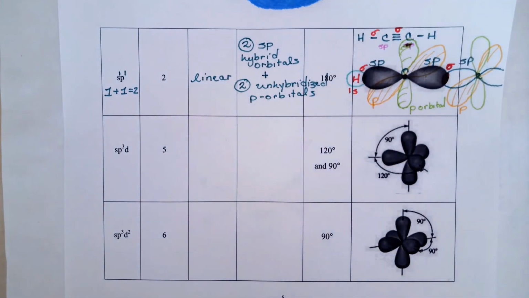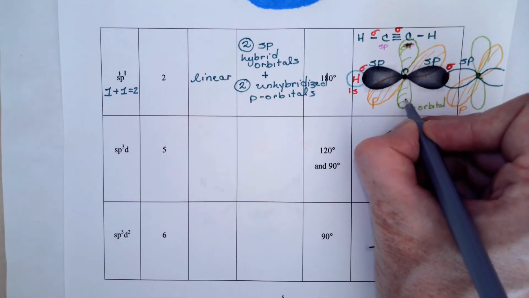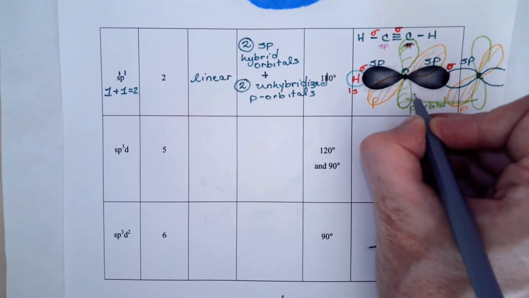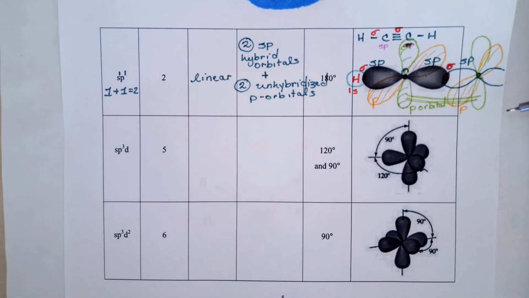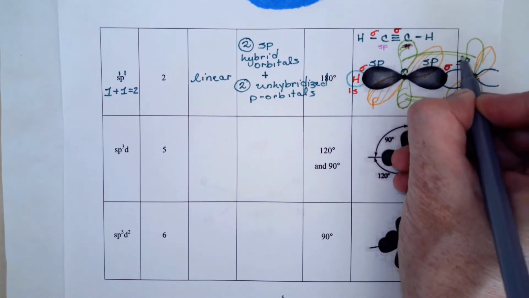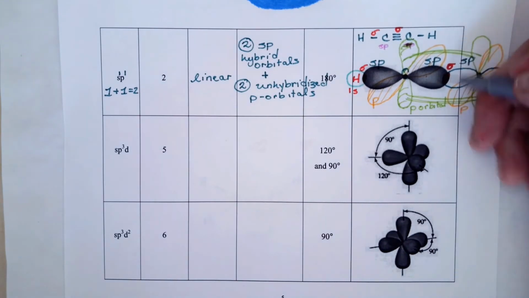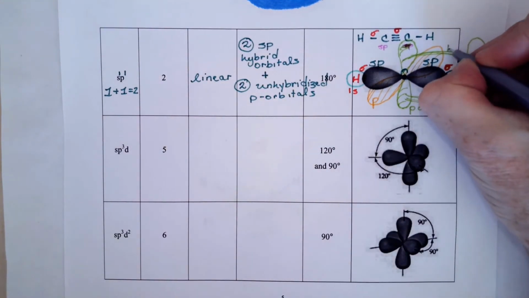We need to get those pi bonds in there, those areas of side-to-side overlap. So maybe I'll keep with the same colors. So this p will overlap with this p. It overlaps with the orbital that's on the same axis. So we have side-to-side overlap here. Even though I've drawn two green lines, it's one orbital and there's only one bond. And this is going to be our pi bond.